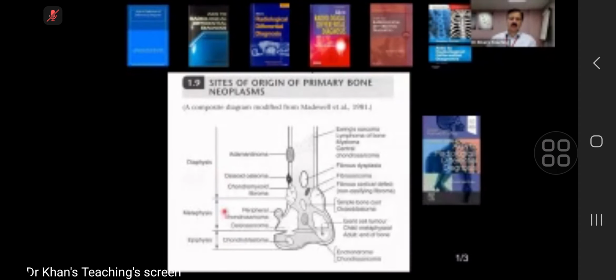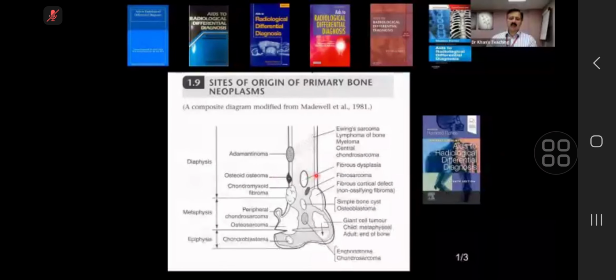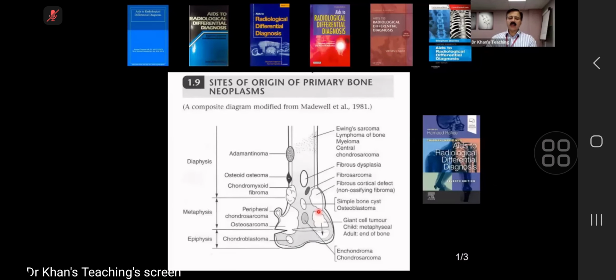diaphysis. So this is what we call the longitudinal axis. And then is the transverse axis. So this is the medullary cavity. So there will be lesions which are central in the medullary cavity. There are other lesions which are eccentric in the medullary cavity. So they are within the medullary cavity, but they are eccentric. And there are other lesions which are cortical. So they are placed in the cortex. So this concept is critical.